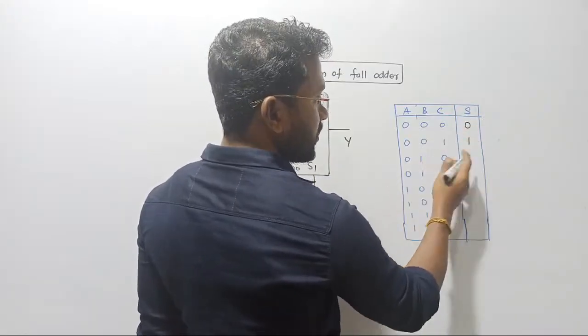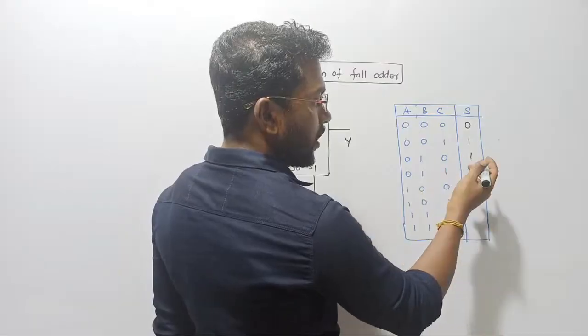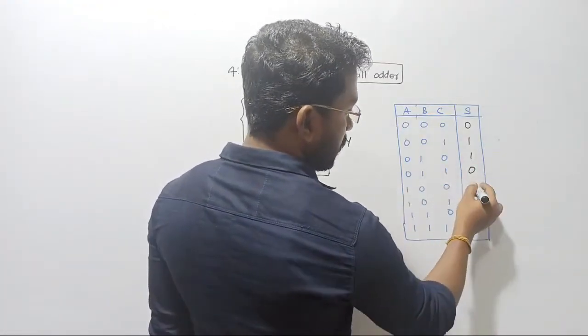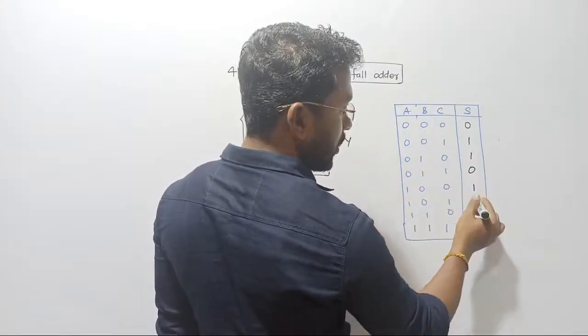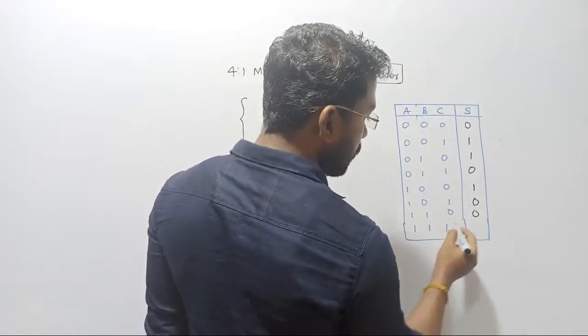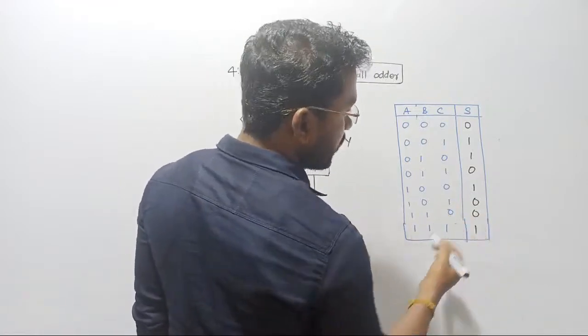0 plus 1, 1. 1 plus 0, 1. 0 plus 1, 1. 1 plus 1, 10. 0 is sum, 1 is carry. 1 plus 0, 1. 1 plus 0, 1. 1 plus 1, 10. So 0, 1 is going to be carry. 1 plus 1, 10. 10 plus 0, 10, 0. 1 plus 1, 10. 10 plus 1, 11. So that is going to be 1.